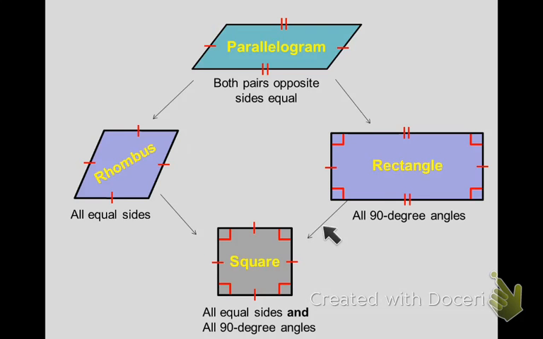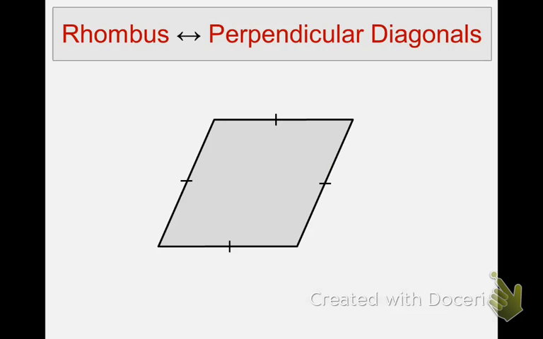A square is the combination of the two. So a square has all equal sides like a rhombus does, and it has all equal angles like a rectangle does. So it's the combination. Okay, so what we're going to look at now is, hold on 1 second.